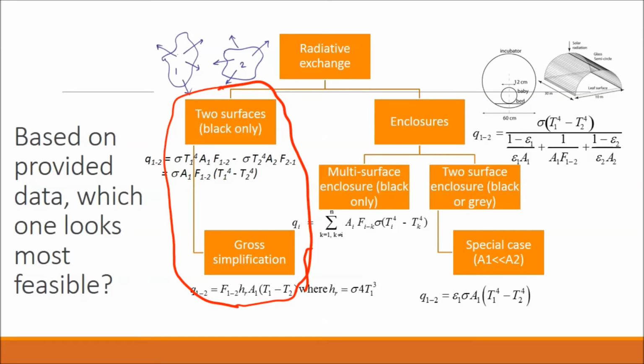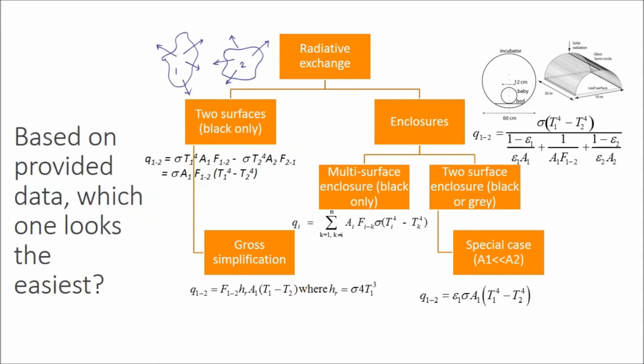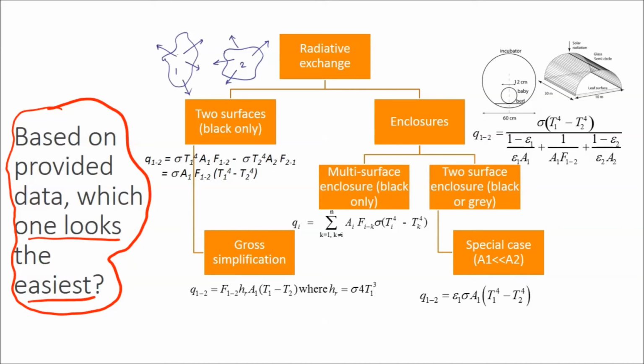the next question we can ask is, which one looks most feasible? Well, that's kind of obvious. There's only one choice for which there is a simplification, but it's really one choice. So most feasible is kind of irrelevant in this problem. Afterward, we can ask this question: based on the provided data, which one looks the easiest? Here we have to be careful. This is one choice, and it shows that we can have a very gross simplification of this.